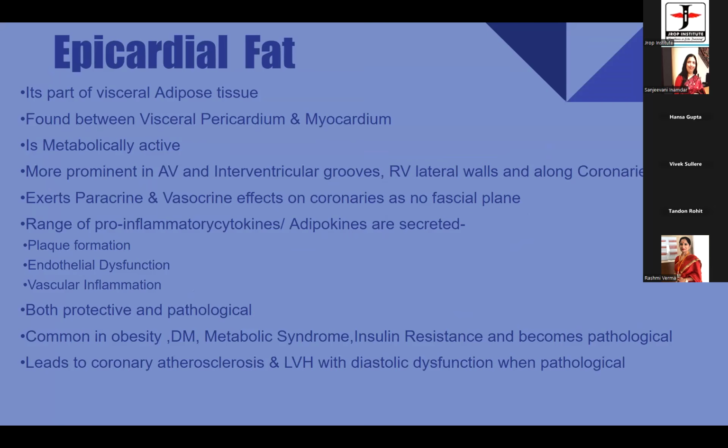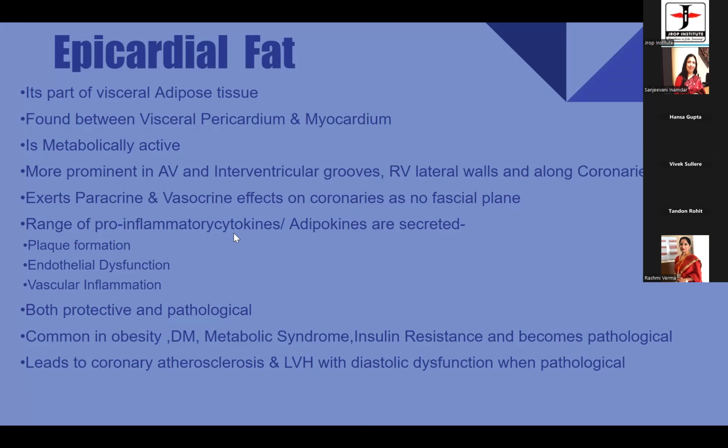epicardial adipose tissue morphological features. It is a part of visceral adipose tissue which is metabolically active, found between the visceral pericardium and myocardium. It is more prominent in the atrioventricular and interventricular grooves, right ventricle lateral wall, and along the coronaries. It exerts paracrine and vasocrine effects on the coronaries as there is no fascial plane.